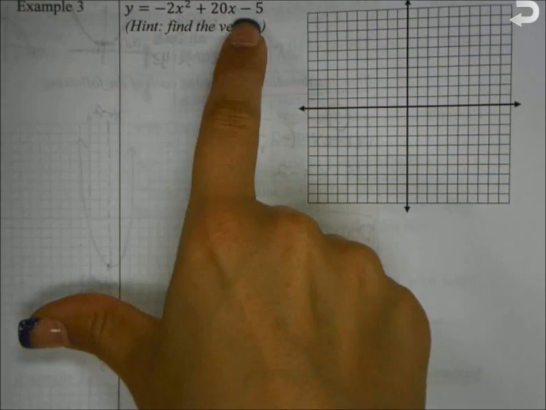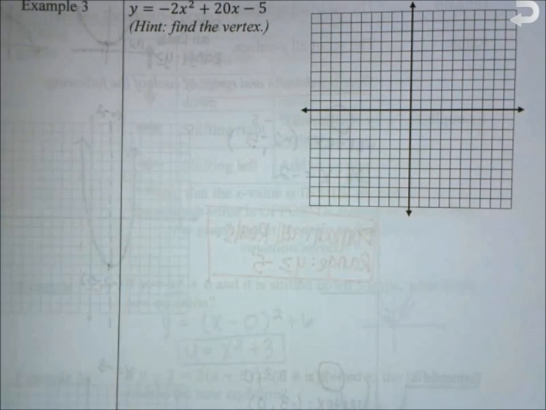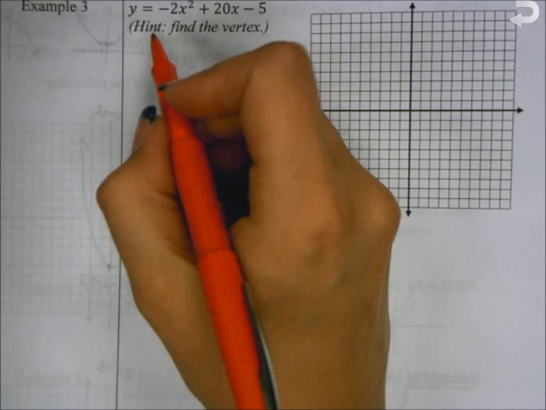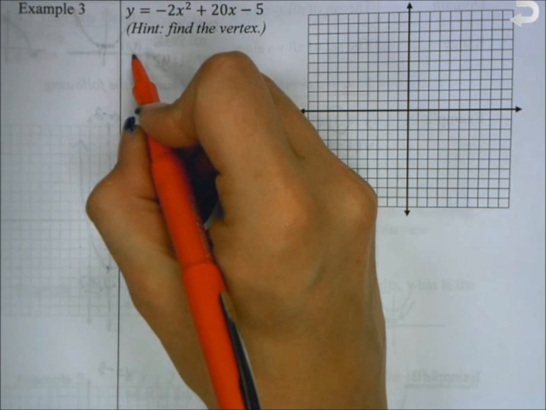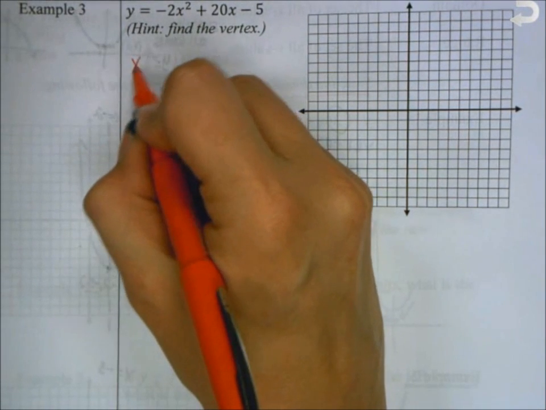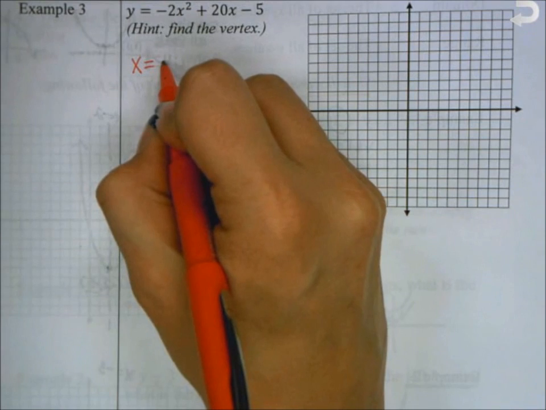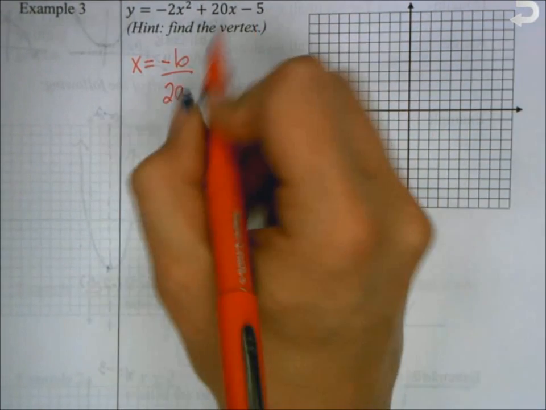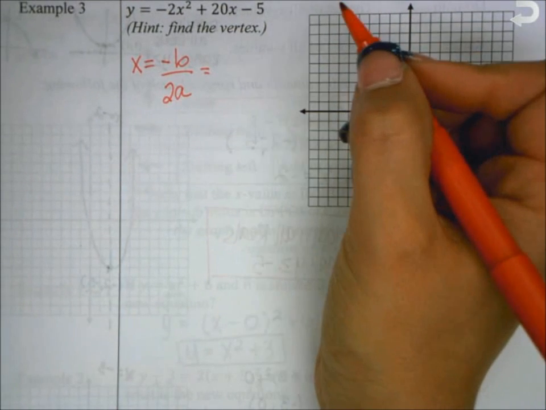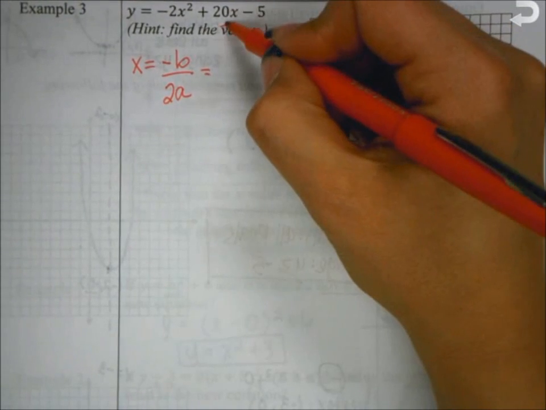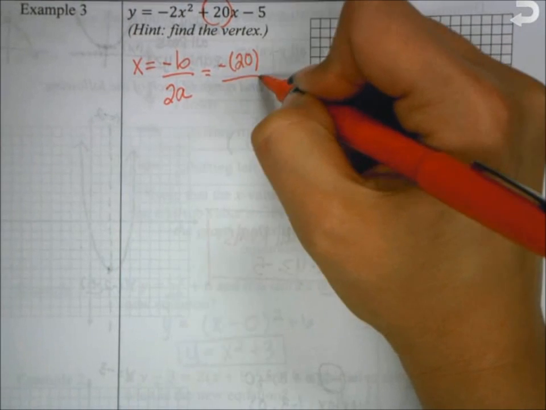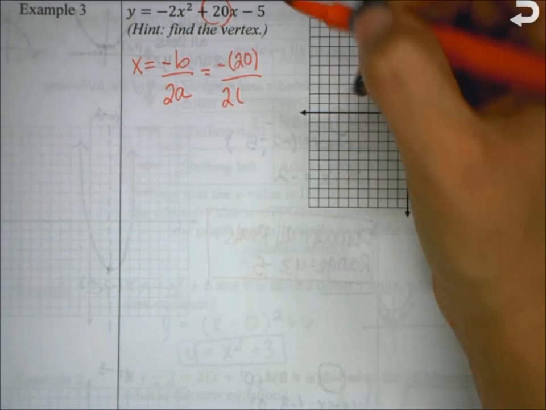What's my first step in finding the vertex? Have to solve for x. x equals what? Negative b over 2a. What is b in this case? Positive 20 over 2 times negative 2. So that gives me negative 20 over negative 4. So what does x equal? Positive 5.